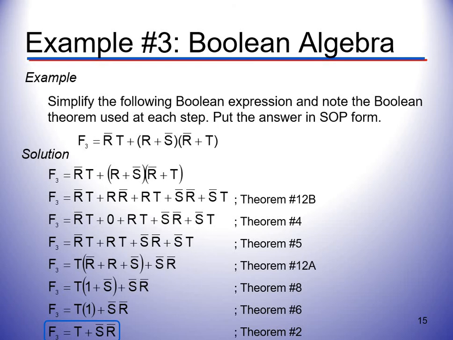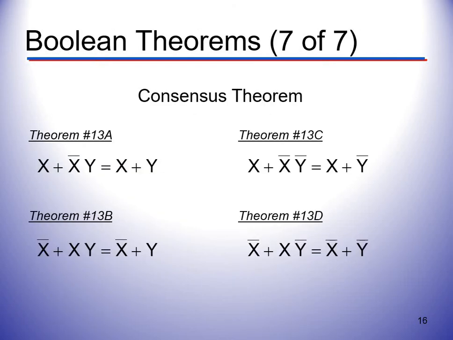All right, so let's look at the last theorem here before we get to De Morgan's. We're going to look at the consensus theorem. This is probably the hardest one to remember. So this is why it's good for you guys to write this down. We have 4 versions of it.